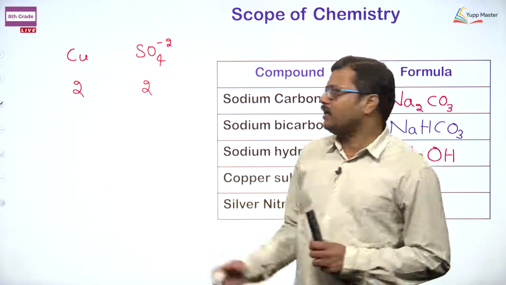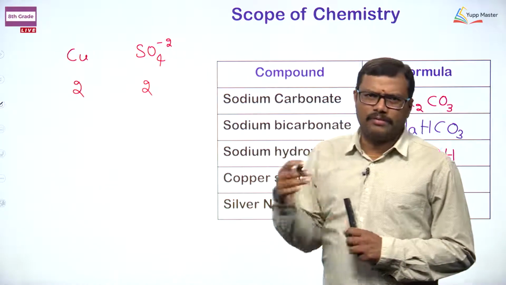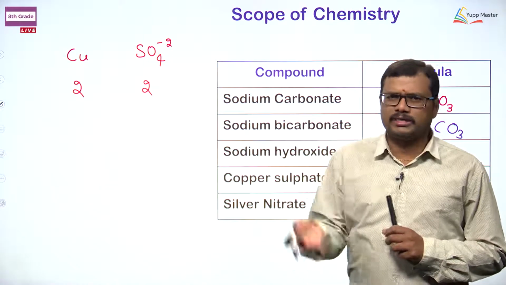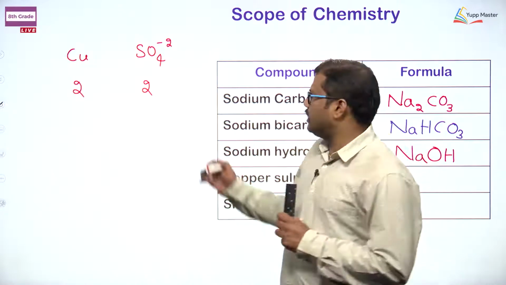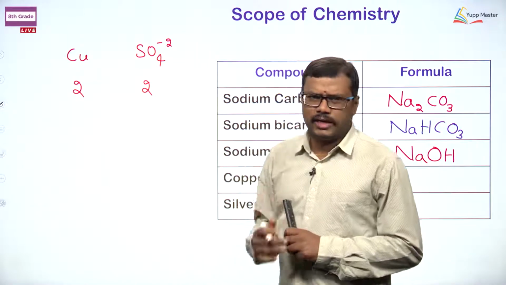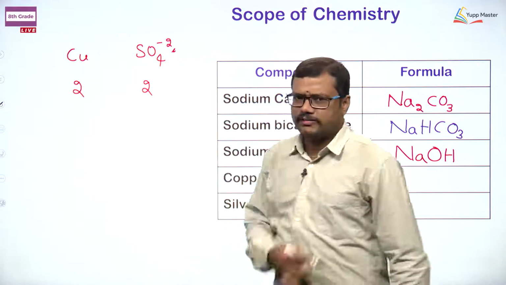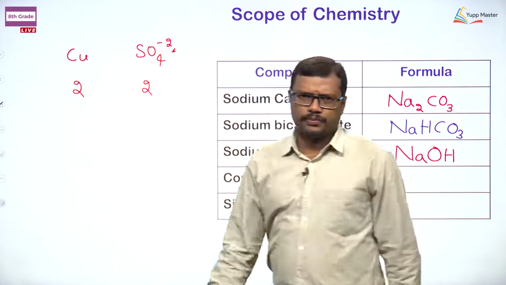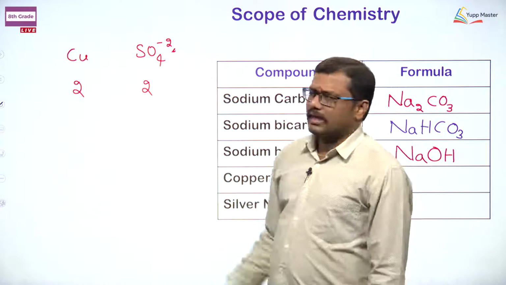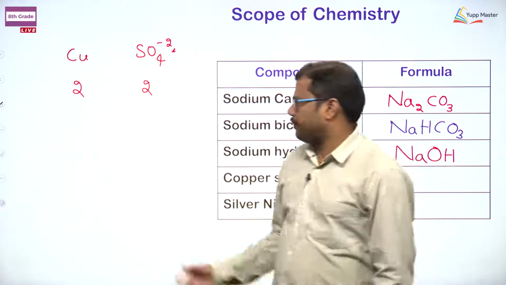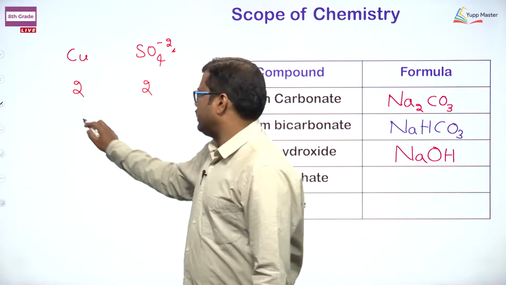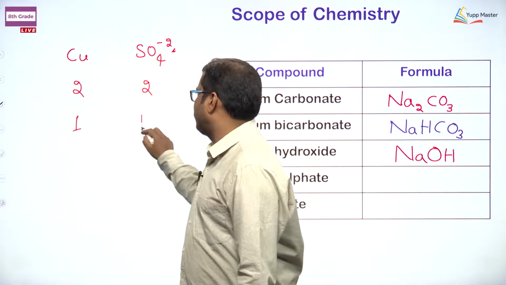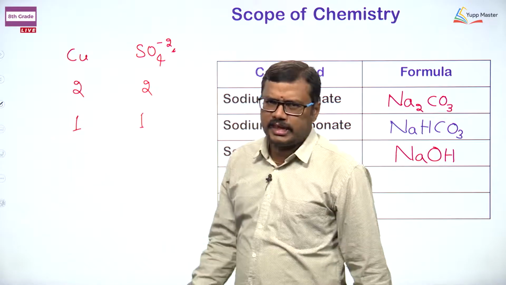So whenever we have an ion, take the ion charge, whatever the charge that is present, whether it is a positive charge or a negative charge, do not bother about the sign. Only take the numerical value as the valency. Sulphate valency is 2, copper valency is 2. Now dividing with the highest common factor, which is 2, we get copper valency as 1 and sulphate valency as 1.